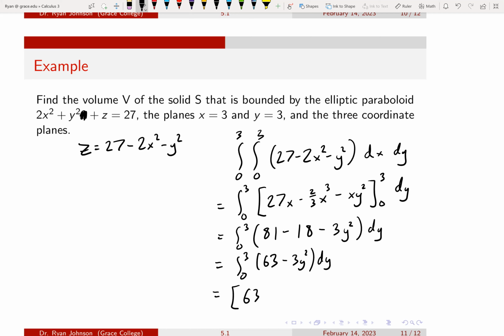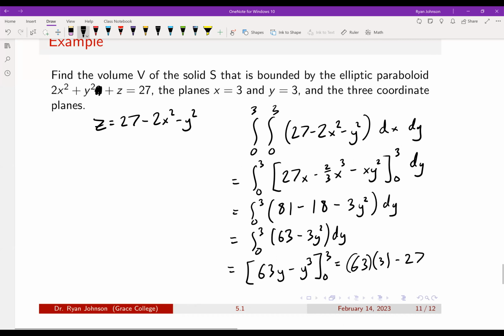Well, let's integrate there. So that gives me 63y minus y cubed from 0 to 3. So that gives me 63 times 3 minus 27. So then if I pull out the handy dandy calculator and compute 63 times 3 minus 27, I'm left with 162. That is the volume of that solid.